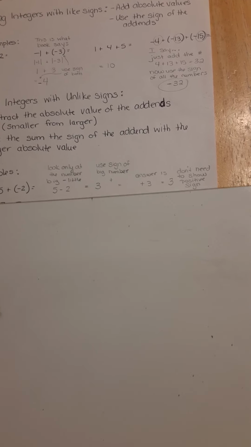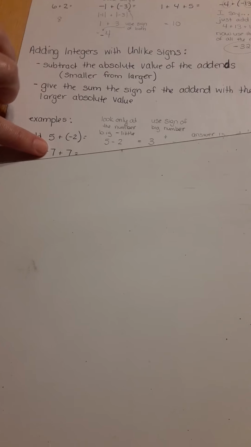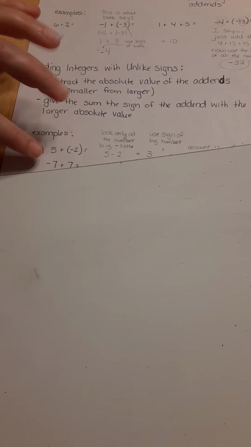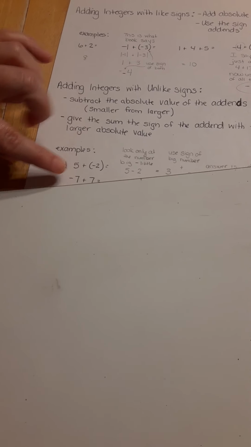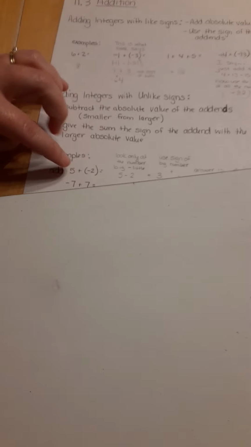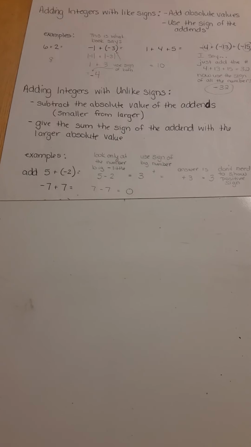Okay? So let's do this problem here. Here I have two numbers. I have a negative 7 and a positive 7. Well, I'm just going to go ahead and subtract each other because they're opposite signs. What's 7 minus 7? 0. In this case, 0 is neither positive or negative, so my answer is simply 0.